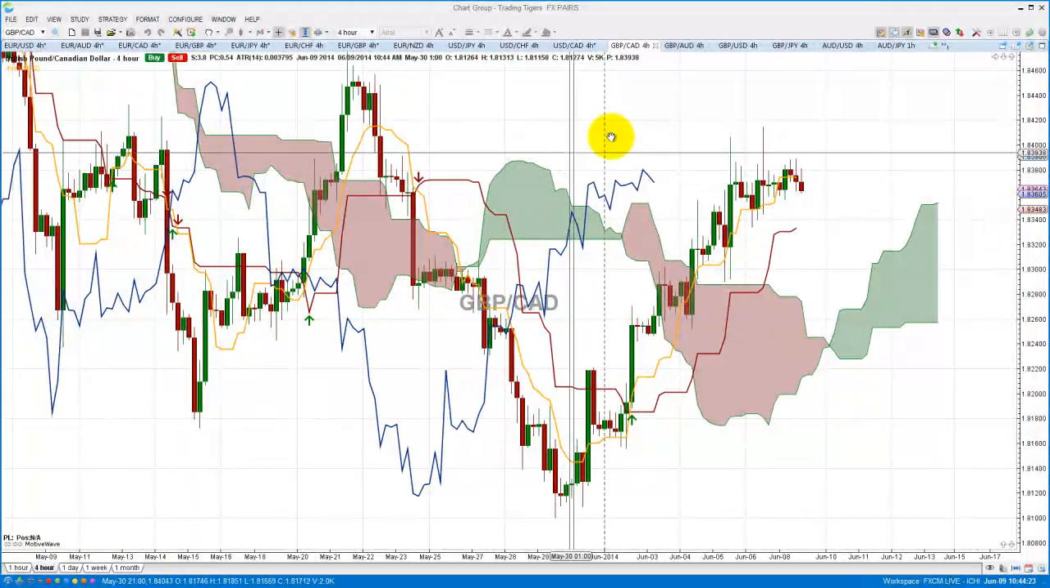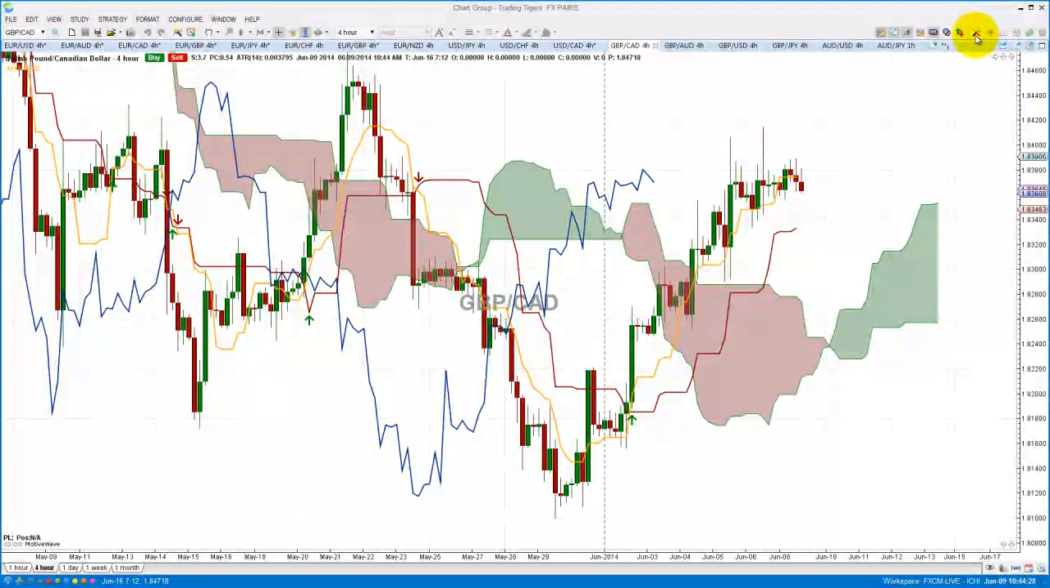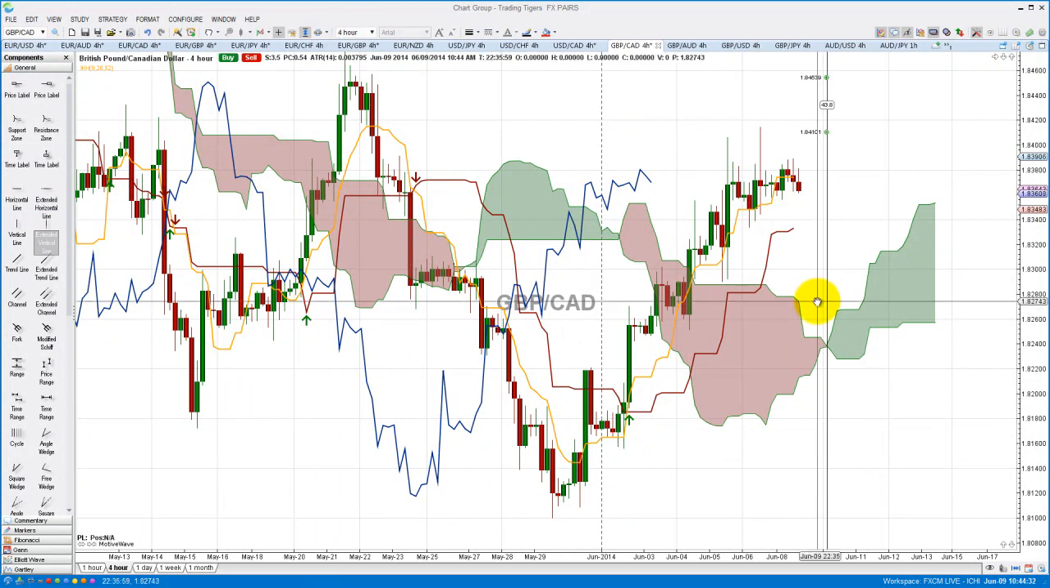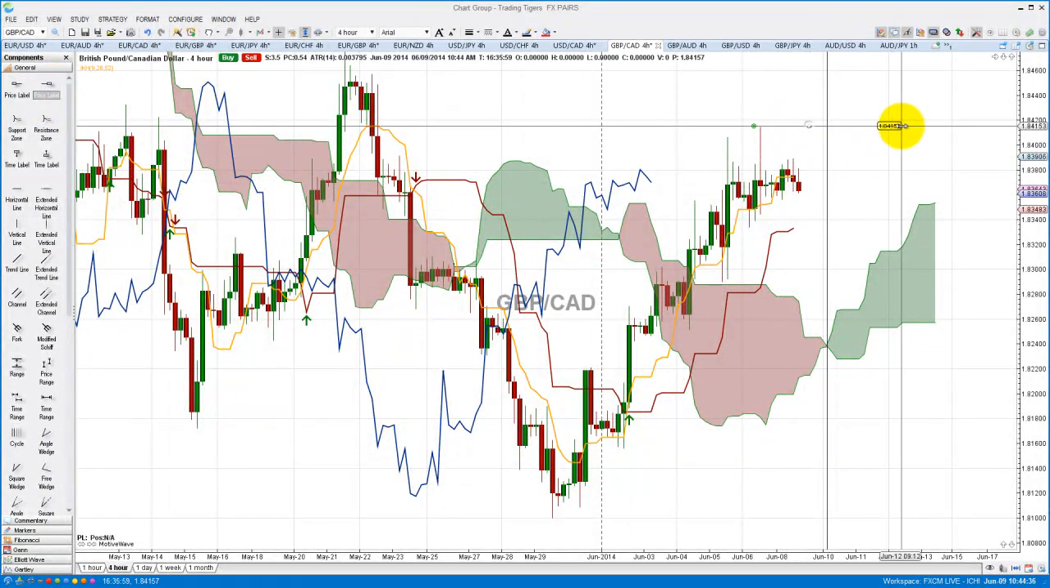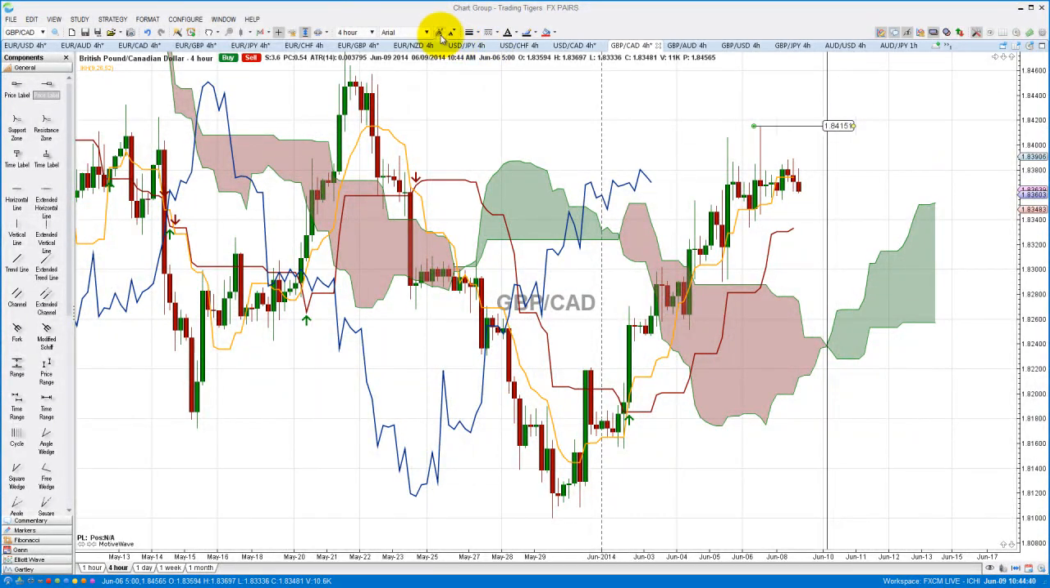Pound CAD. We could actually take a long position. In fact, what we'll do, we'll mark a few things off and then we can come back to them and have a look at them later on. We can take a trade at about this height here, right? And that's when things are going to get interesting for us.